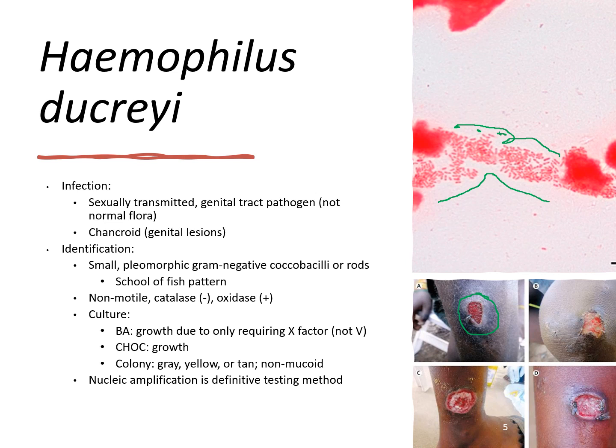These organisms are non-motile, catalase negative, oxidase positive. They will grow on the blood agar plate because they do require the X factor, not the V. So not only will they grow on blood agar because it has X, not V, but chocolate agar as well because it has X and V. These organisms will produce a gray, yellow, or tannish non-mucoid colony. But in order to identify this organism, most of these are going to be worked up through some sort of nucleic acid amplification, some sort of STD probe where they'll do automated testing. They would look for this particular organism based on that DNA probe.